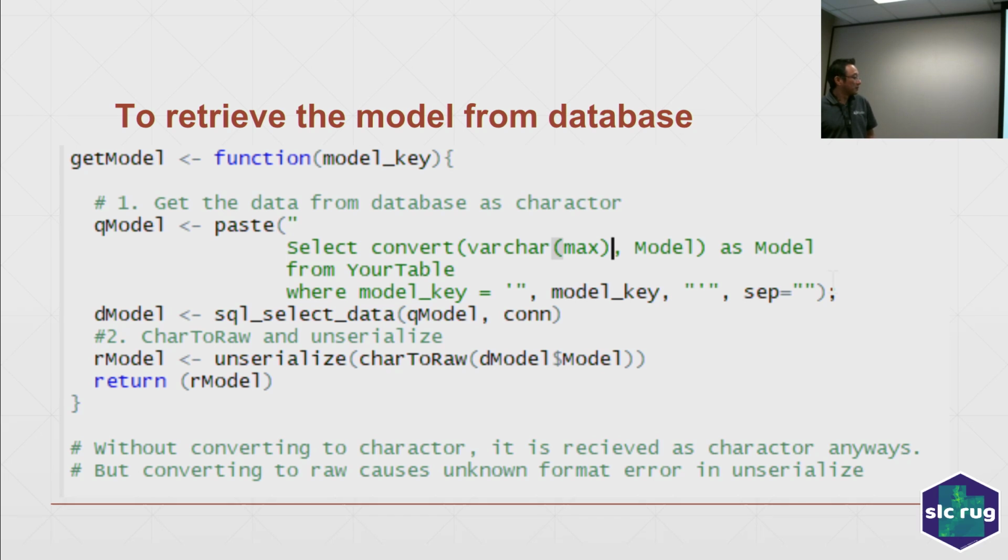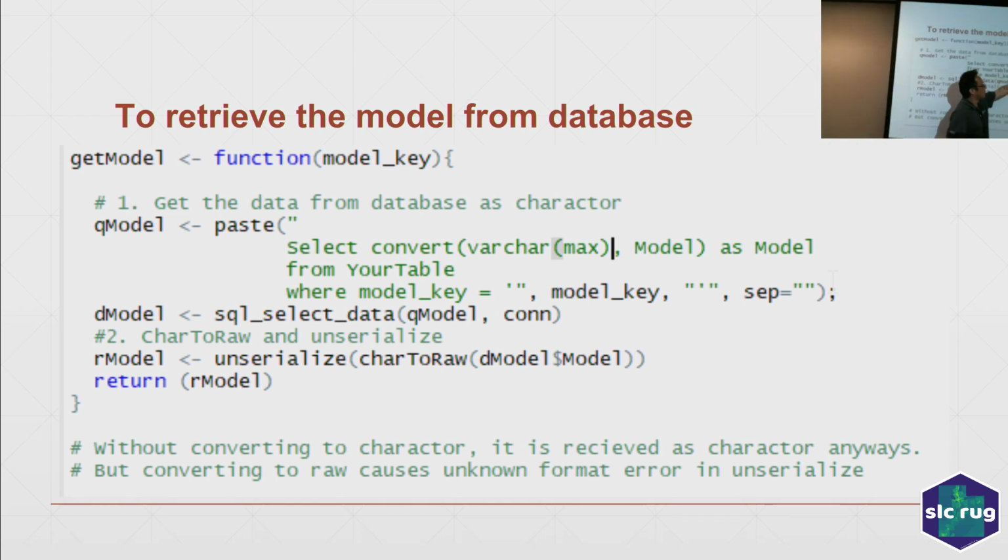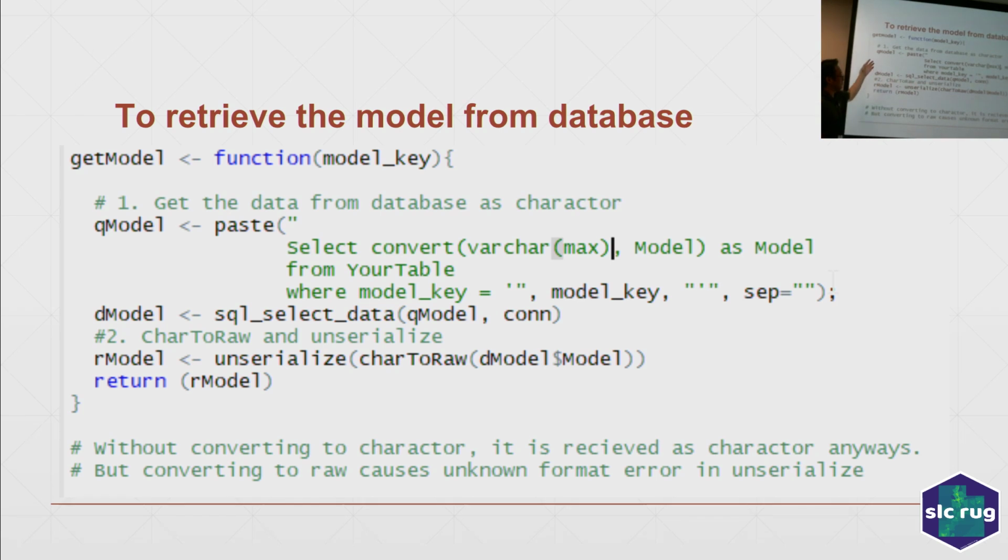Just a note: I thought, why don't we just get that model as binary itself? The return seems like character even if you don't convert, but somehow the unserialize of the model gets messed up for some reason. Okay, I think that's it.